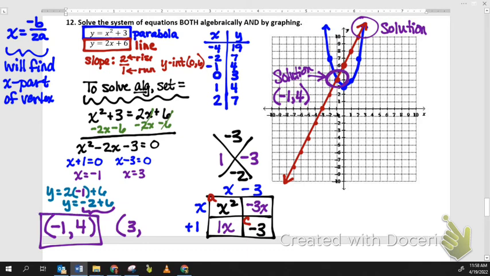The other one that fell off the graph, I know now why. It's up high. I'm going to substitute in to find that one also. Y equals 2 times 3 plus 6. 2 times 3 is what? 6 plus 6 gives me 12. It barely was off the graph. So there's our other solution.